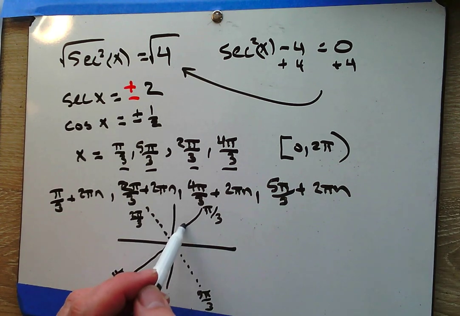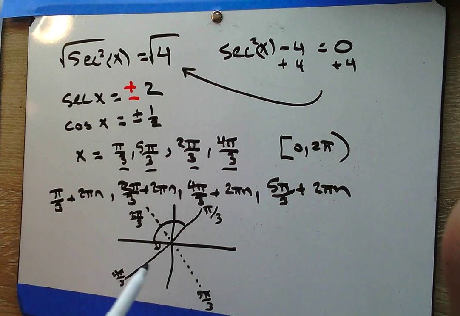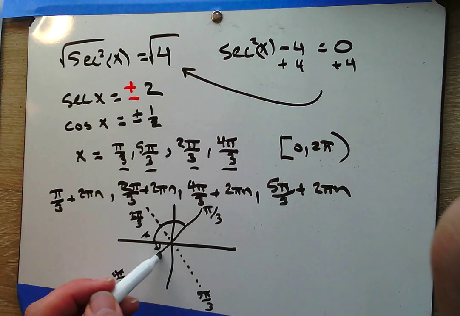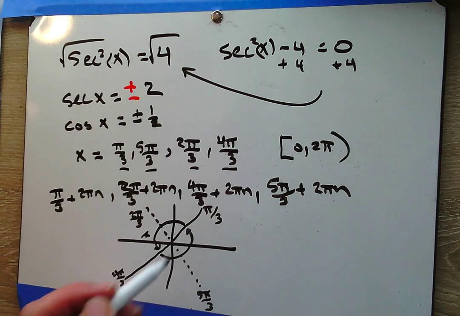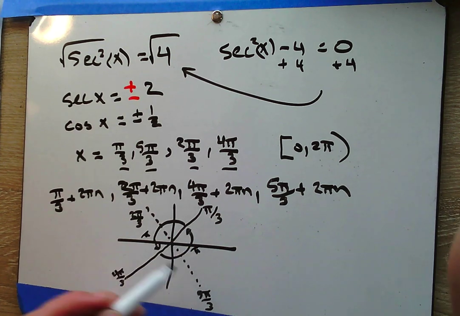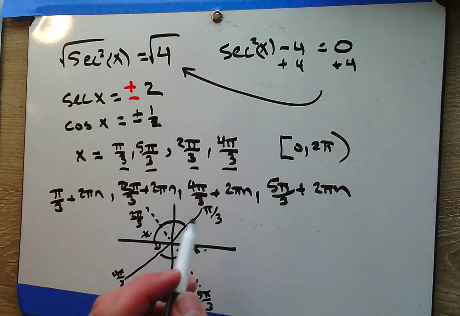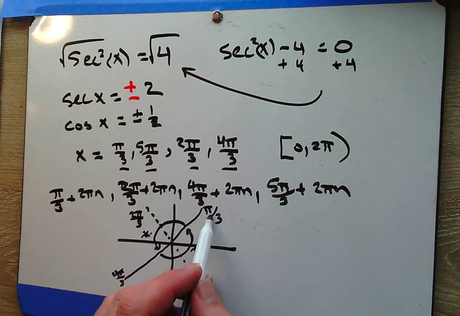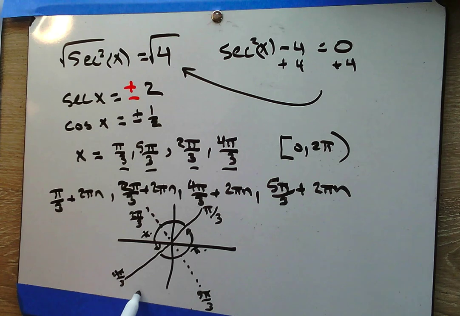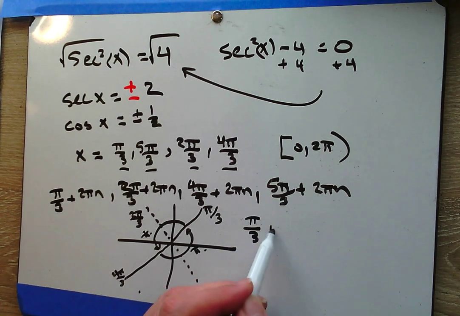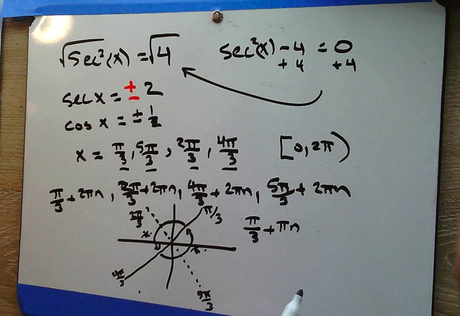Well, how far is it from this answer to this one? It's half a circle, or pi. And how far is it from here back to there? That's another pi. And since the distance is the same both ways, instead of writing this one plus 2 pi n and this one plus 2 pi n, I could just write pi over 3 plus pi n.